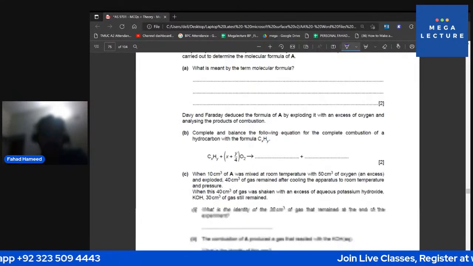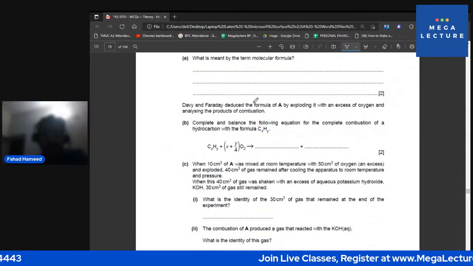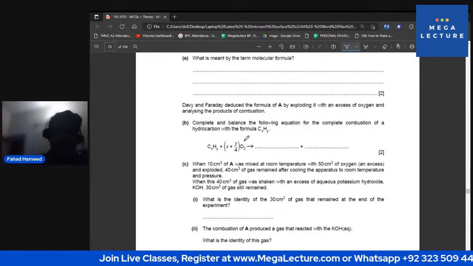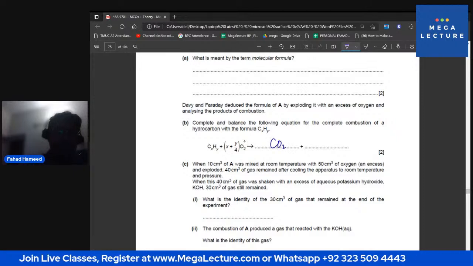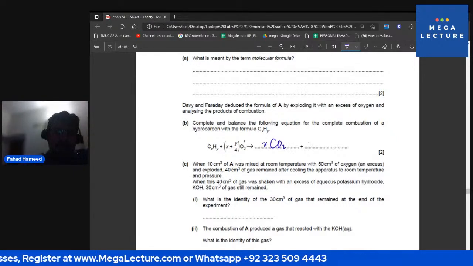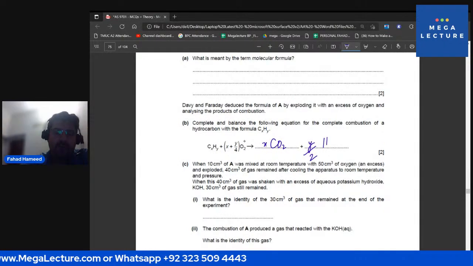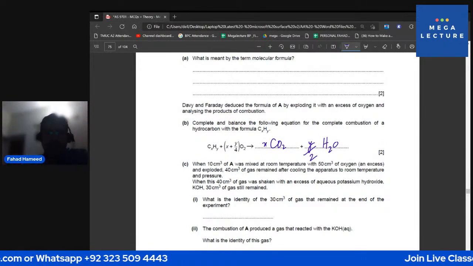And you're going to get plenty of questions. They're even going to ask you to balance this equation. So remember this general equation for gas combustion. You have to memorize this as well. It's X carbon dioxides and Y by 2 water molecules. But the questions are kind of pretty standard.